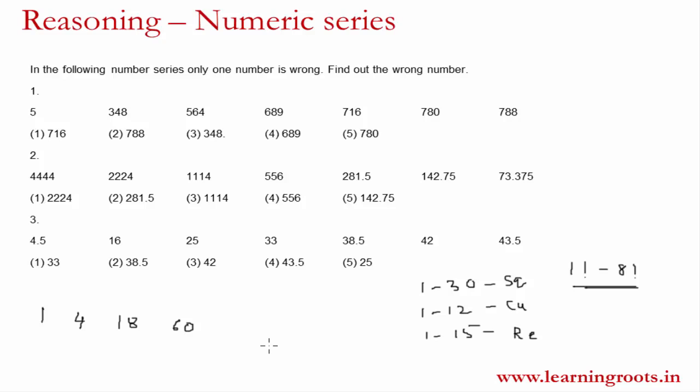There are a couple of questions at least in every paper which will have some obscure logic, which are better left alone. You cannot really sit and fight it out during the examination and figure out that 42 is nothing but 9 plus 27 plus 6.